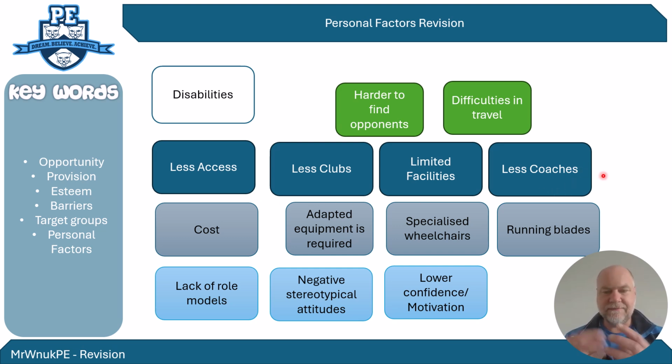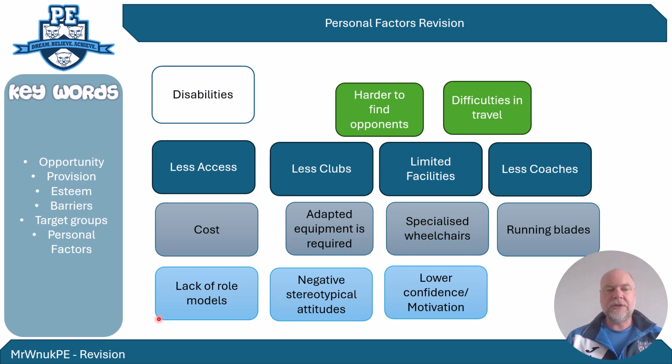There aren't those things available to people with disabilities, which makes it harder for them to find opponents, and it's difficult to travel to compete against their opponents. So that's the knock-on effect. Now, if we're looking at the more personal side of it, their opportunity, typically the cost of disability sport is higher because of the requirements of the equipment, for example, specialist wheelchairs and running blades to be able to take part in those sports. So that cost increases, which is a lack of opportunity for people with disabilities.